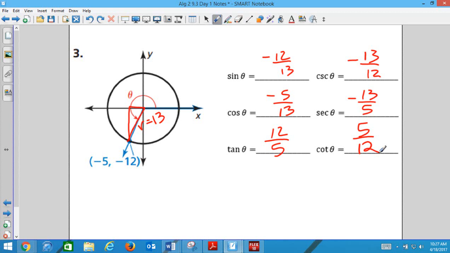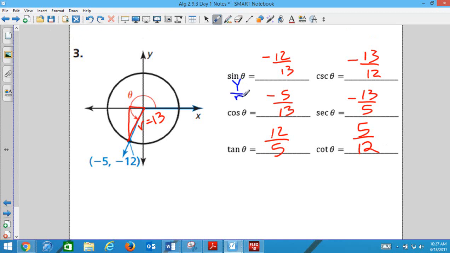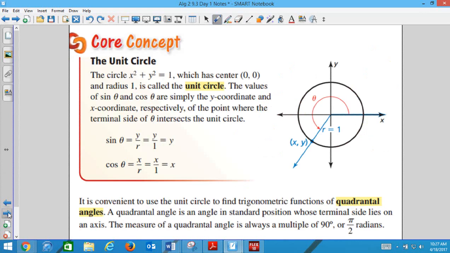Just remember that sine is y over r, cosine is x over r, and tangent is y over x. Good? We're going to do example 2, and then that's all we're covering today. We've got a few different questions to try, but example 2 is as far as we're getting today.